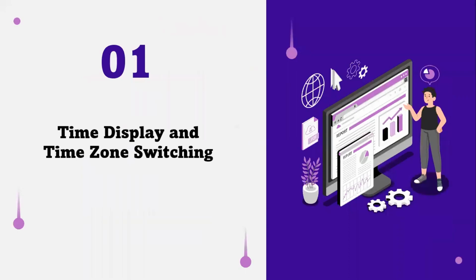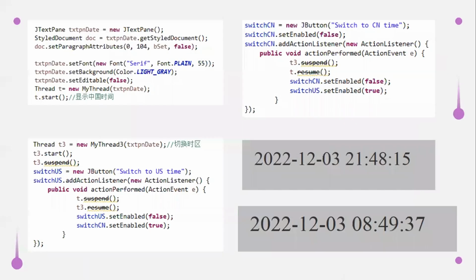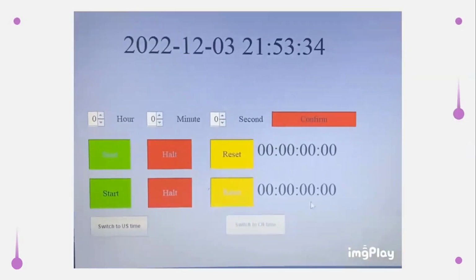The first is time display and time zone switching. We set two threads to display the time in different time zones and use the suspend and resume methods to control the thread's pause and start. Then we use whether the button can be clicked to limit whether the current time zone can be switched. But in fact, these two threads were running all the time. This is the final effect.